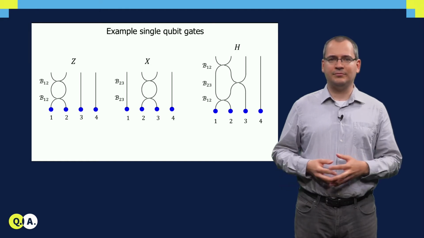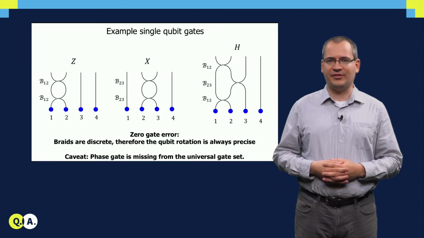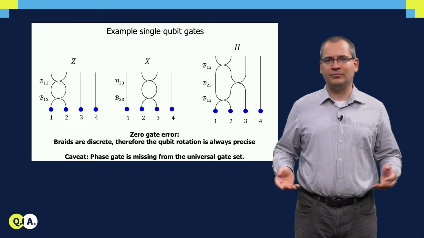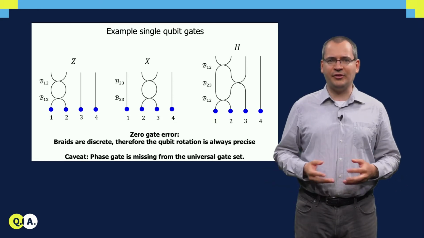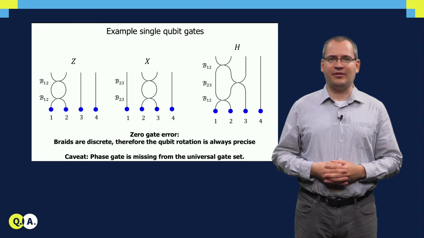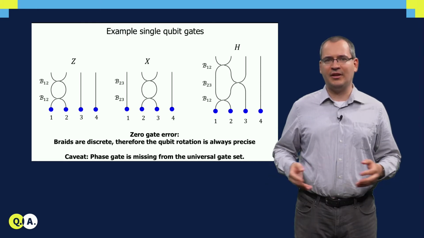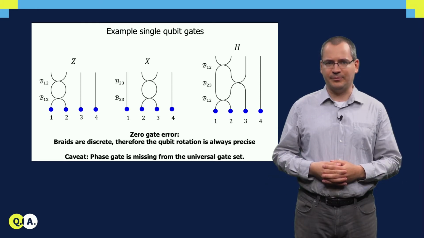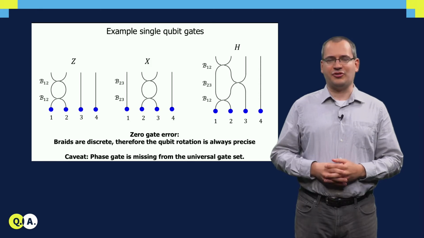It is important that these braiding operations are always discrete. They either happen or don't happen. As a result, the quantum gates that we create here are always perfect. Their fidelity is 100%. There is, however, a catch.